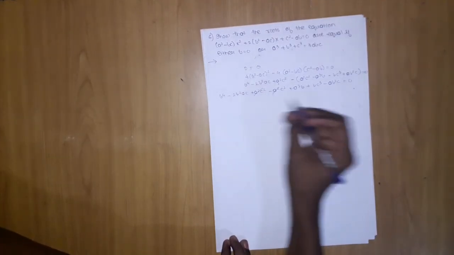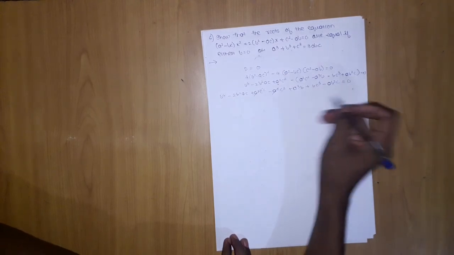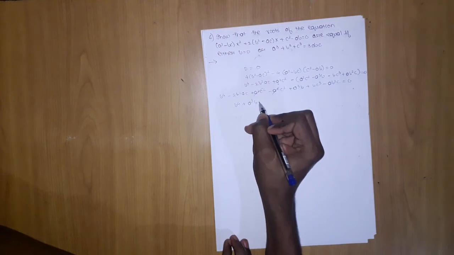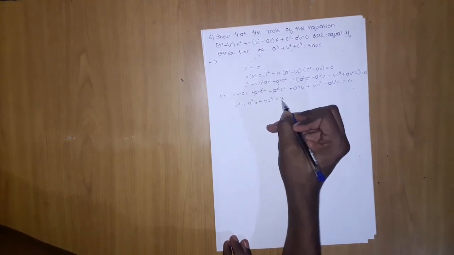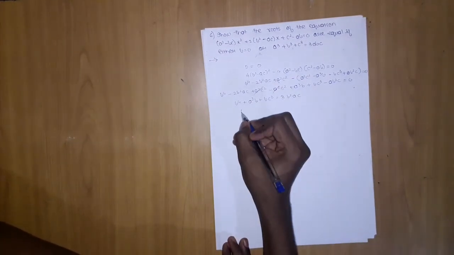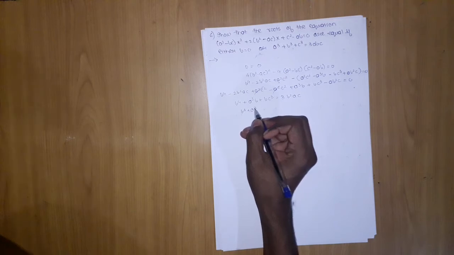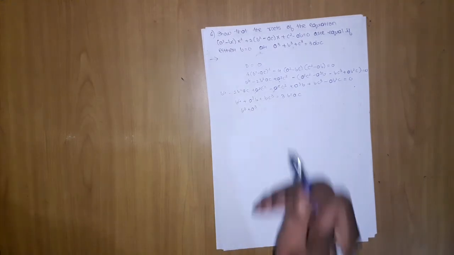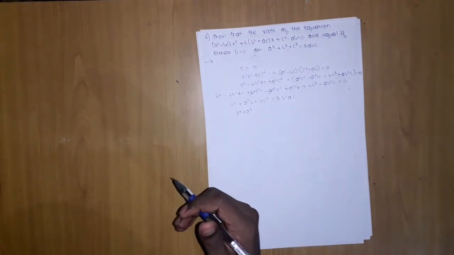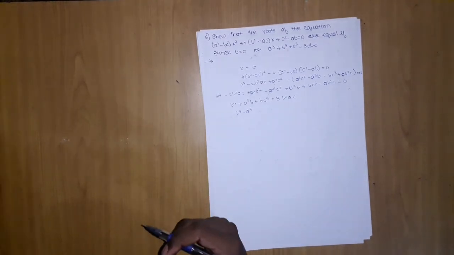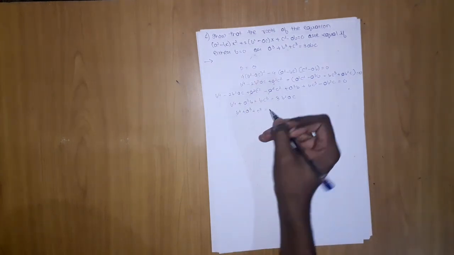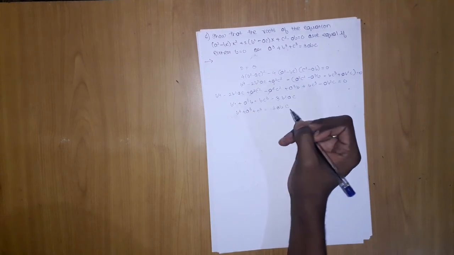Let's take this 3 a b square c to that side. So b raised to 4 plus a cube b plus b c cube should be equal to 3 b square ac. If I divide throughout by b, I will get b cube plus a cube plus c cube should be equal to 3abc, which is the required condition.